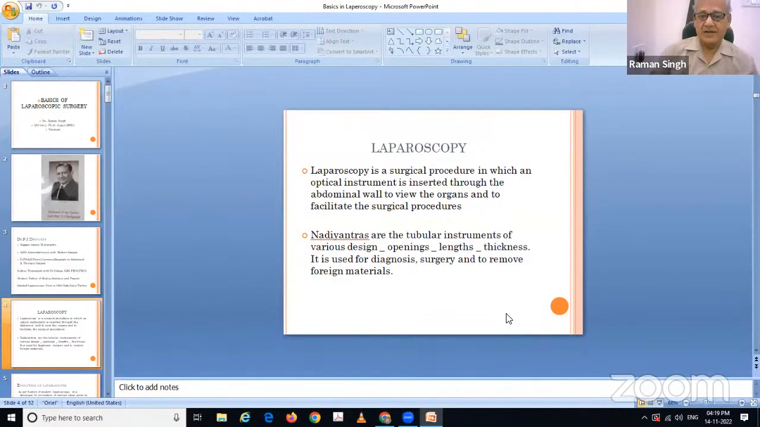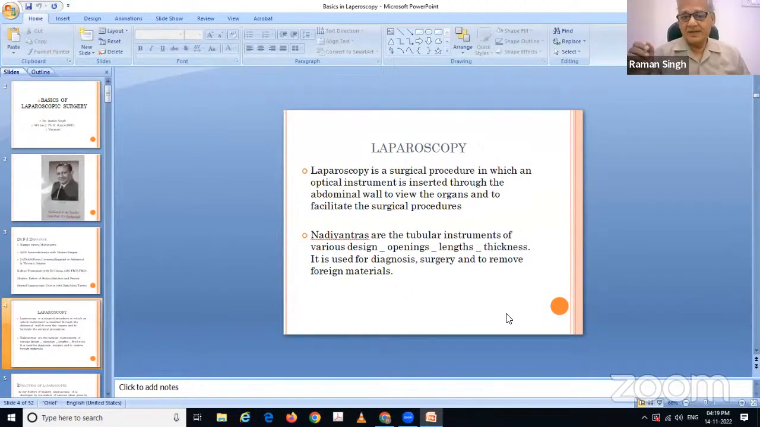Whereas in Ayurveda, in Sushruta, in the yantra, he described Nadi yantra as tubular instruments of various designs, with several openings, various lengths and thicknesses, used for diagnosis, to facilitate surgery and to remove foreign material. This was the sloka: Nadi yantrani anek prakarani anek mukhani ubhay mukhani yatha yog dirghani, rog darshanartham kriya sukharartham.